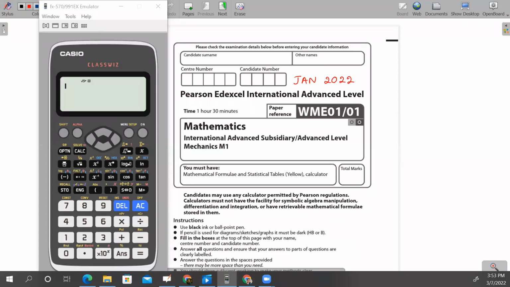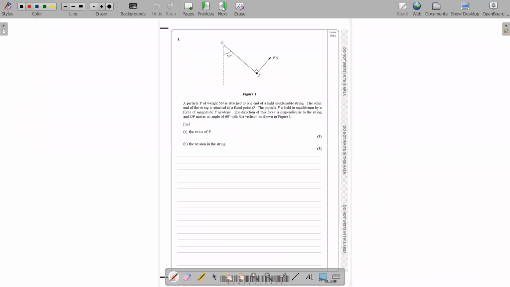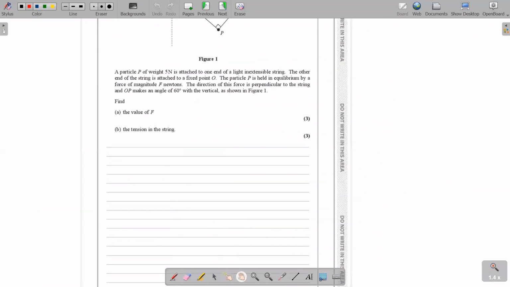Okay, so today we will do the discussion for the M1 paper of January 2022. Let's start with the first question.